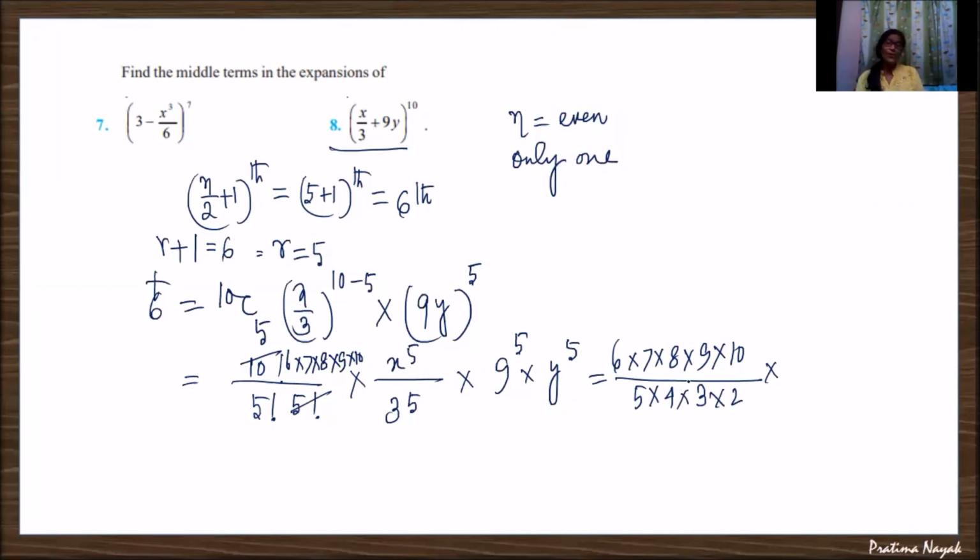Now how much will it be? This will be 3 to the power 10 by 3 to the power 5 into x to the power 5, y to the power 5. So you cancel 5, then 4 and 2, then 3 and 2, then it will be 3 to the power 5. So you will multiply, you will get here 6, 1, 2, 3, 6, x to the power 5, y to the power 5.